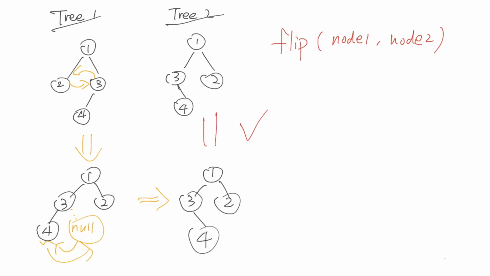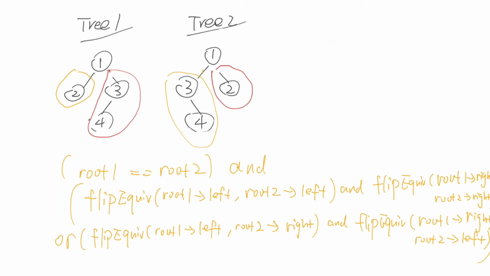To solve this kind of problem, the key is to break it down into subproblems. In this particular example, tree 1 is only equivalent to tree 2 when the root node of tree 1 equals the root node of tree 2, and the left subtree of tree 1 is flip equivalent to the left subtree of tree 2, and similarly for the right subtrees.